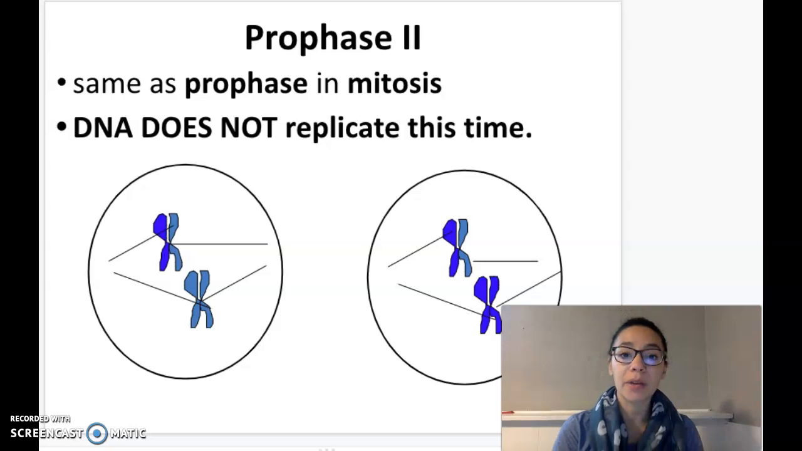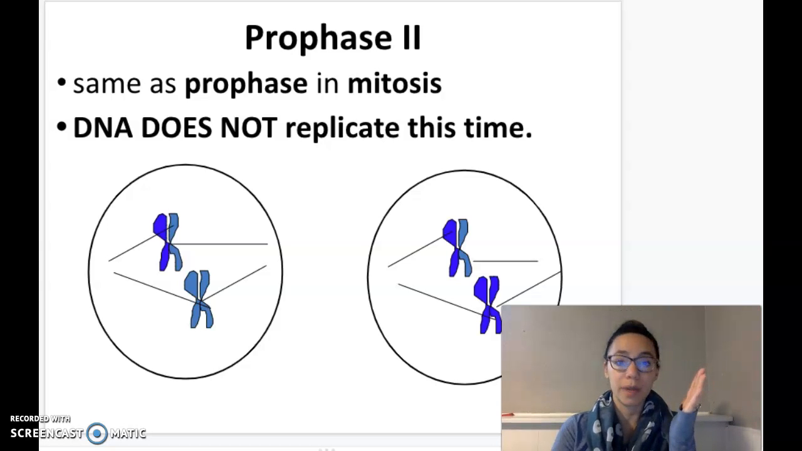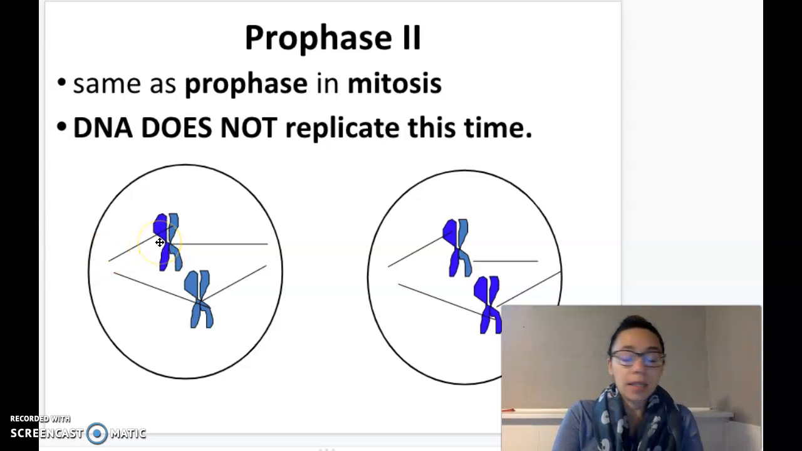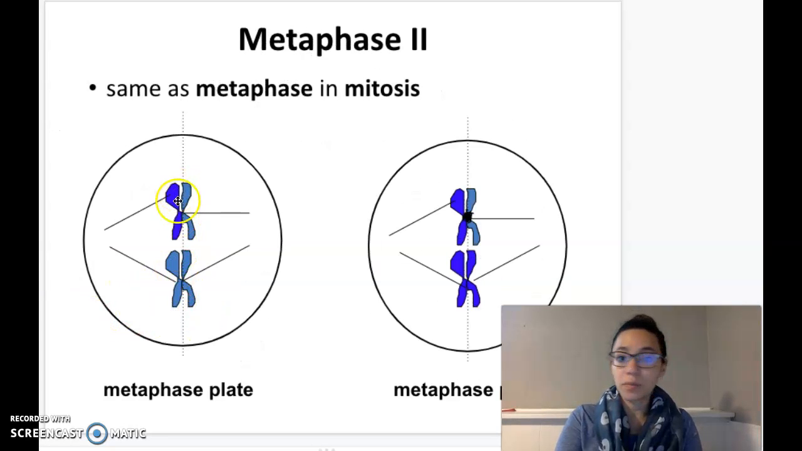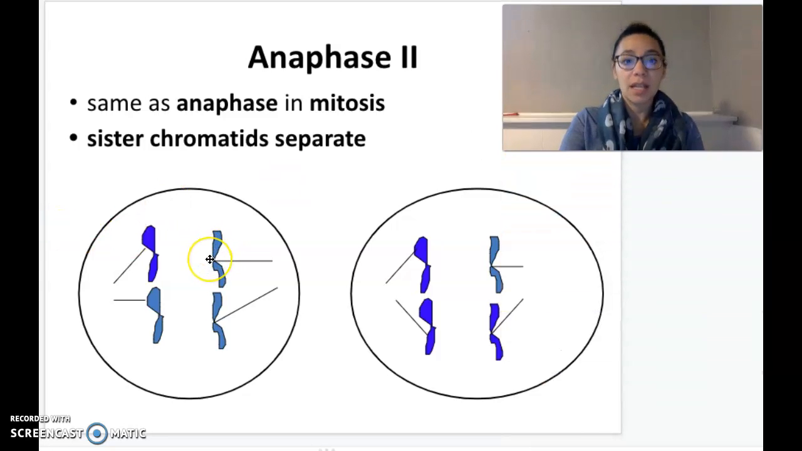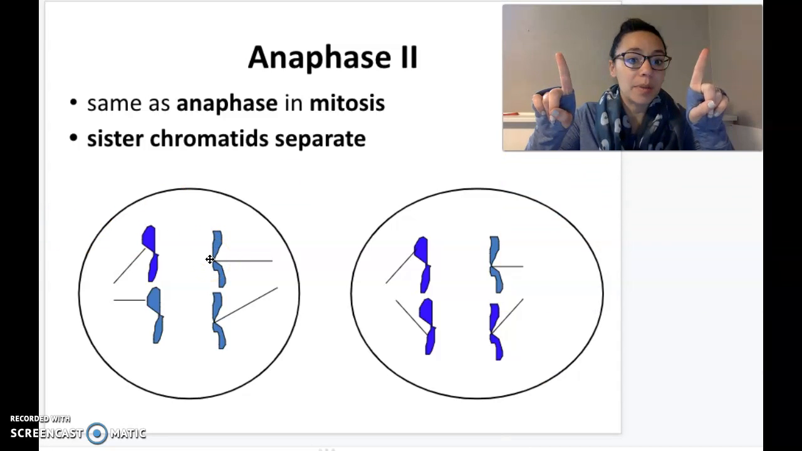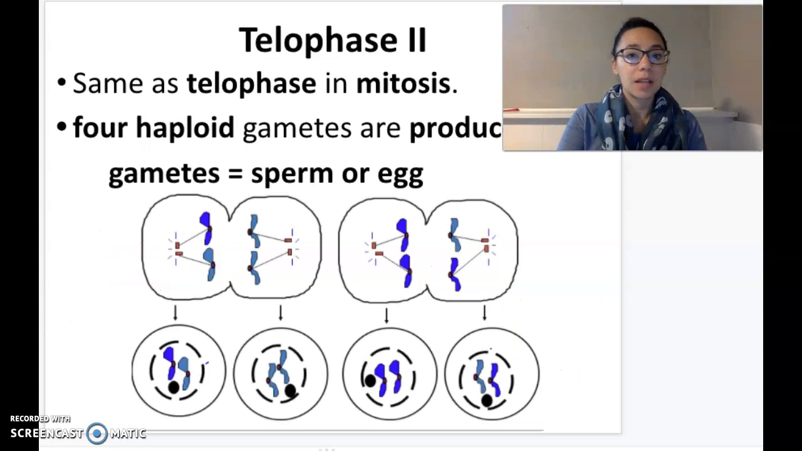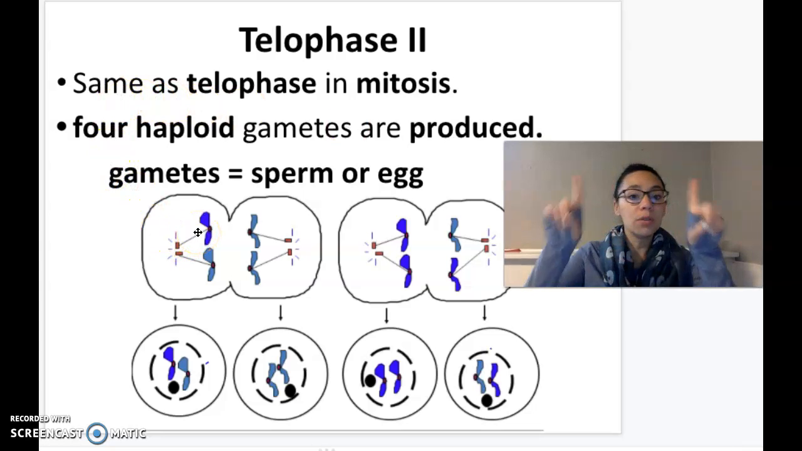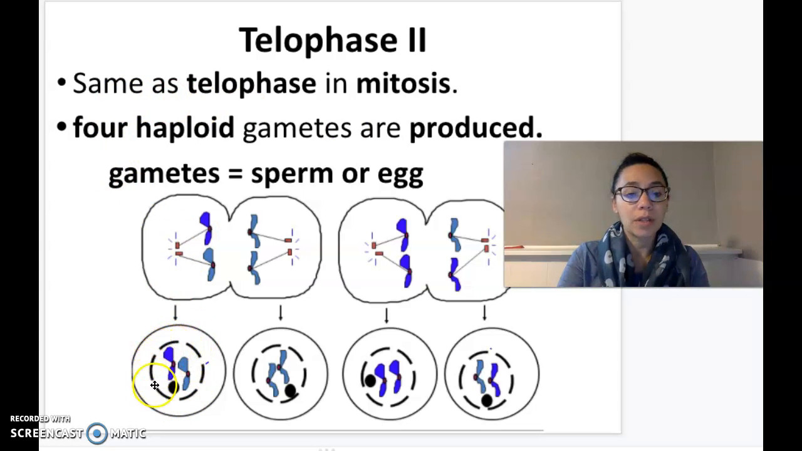Then the second phase of meiosis happens. And this is very similar to mitosis, essentially. Same as mitosis, nothing else happens. DNA doesn't replicate because we already have X's here. Metaphase 2, line up just like mitosis, across the center of the cell. Anaphase 2, same thing as mitosis. The sister chromatids separate to opposite sides of the cell. Telophase 2, same. The new nuclear membranes are forming around each set of chromosomes.